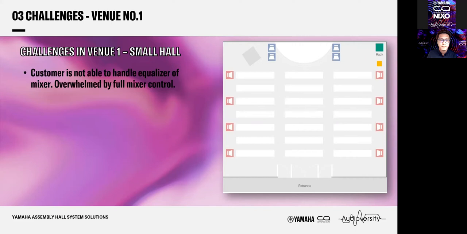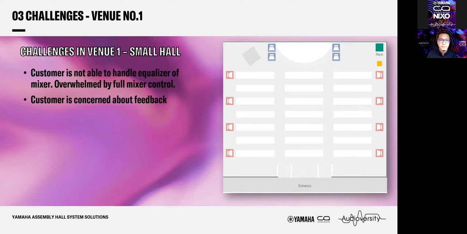So the second challenge that customers usually face and are worried about is feedback. As most sound systems are not properly tuned, they cause feedback issues when the microphone is too close to the speaker.